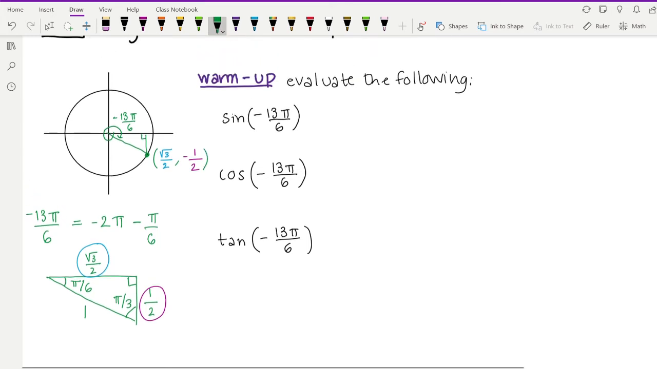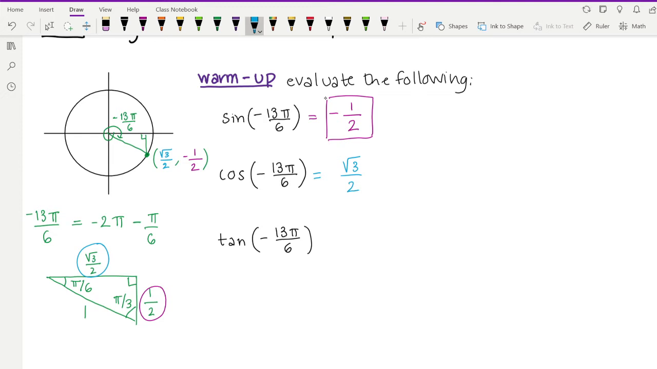Okay, so now we're ready to evaluate sine, cosine, and tangent. To evaluate sine, that's always looking at the y coordinate of the terminal point. So the y coordinate of the terminal point in this case is negative 1/2. And then cosine, that is looking at the x coordinate of the terminal point. And so that is going to be square root of 3 over 2.